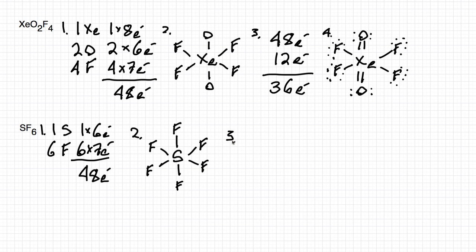For step 3, well, let's see, we started with 48 electrons. And if you look very closely there, we've got a total of 12. It should start looking really similar to the one we just did. That means we've got 36 electrons left over. So for step 4, let's go ahead and put them there. First, we've got to reproduce our trial structure.